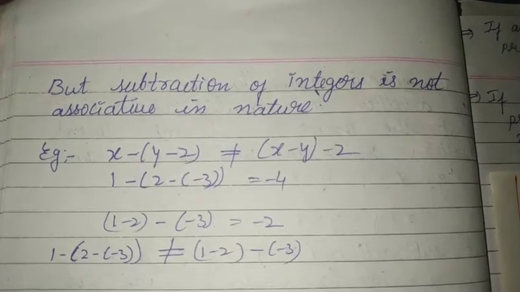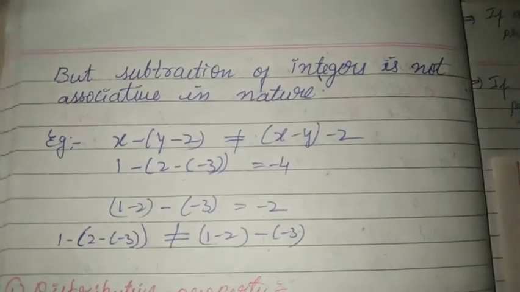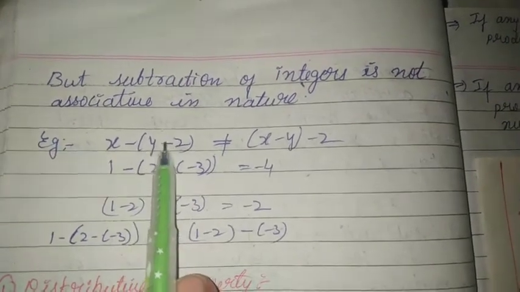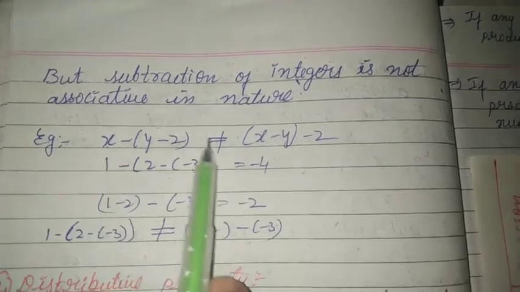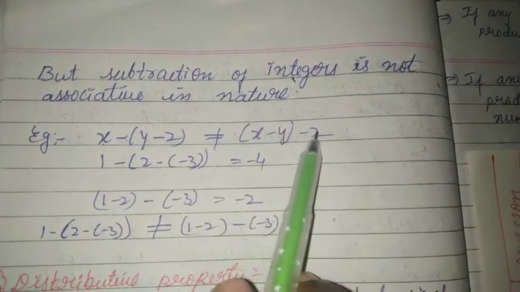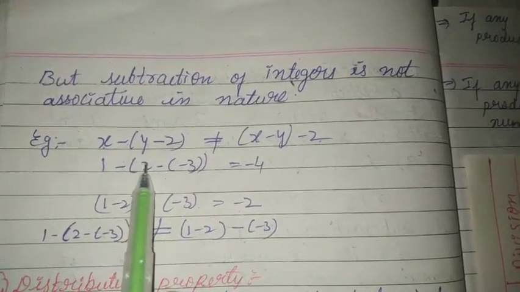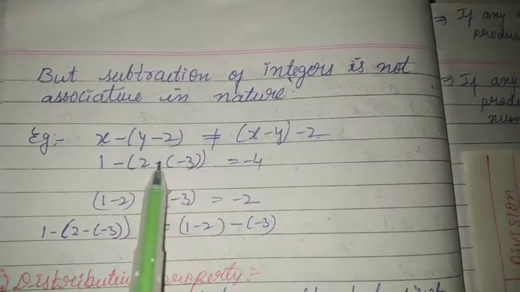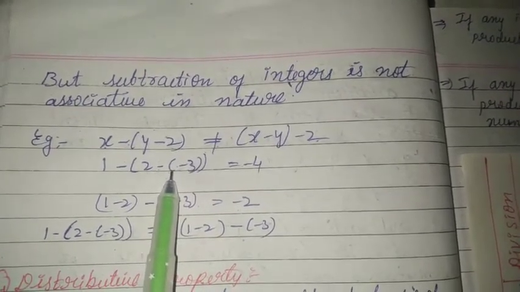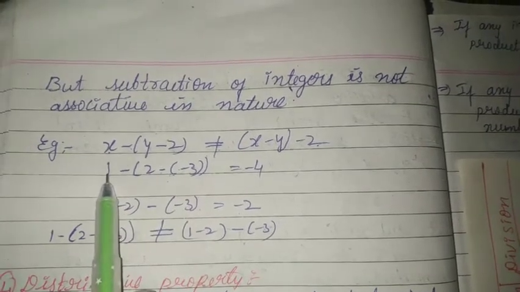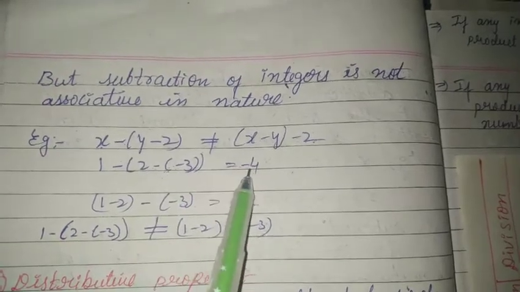But subtraction of integers is not associative in nature. Why? Because y minus z removed from x is not equal to x minus y minus z. For example, 1 minus 2 minus minus 3. Minus into minus plus. 2 plus 3, 5. Minus 5. 1 minus 5 is equal to minus 4.